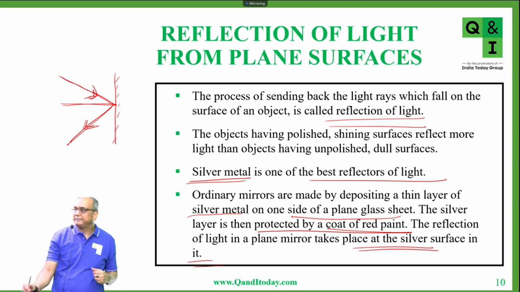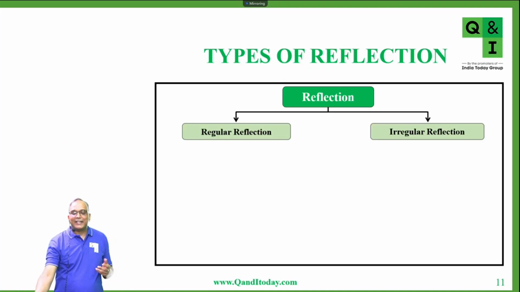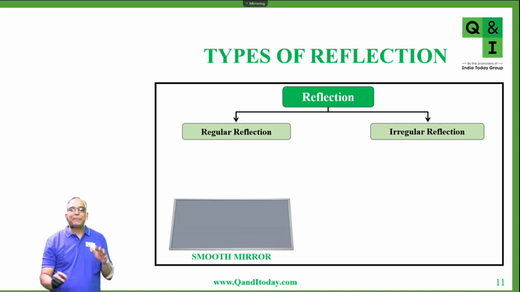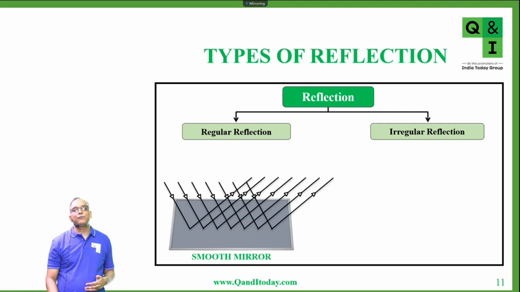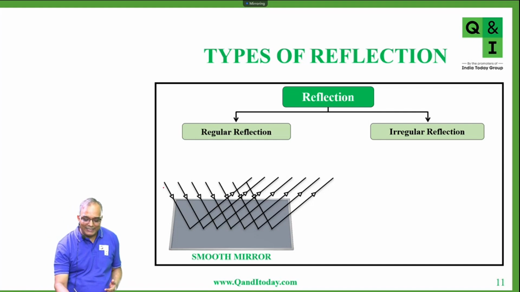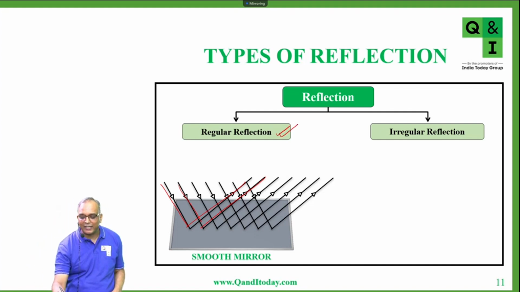Okay. Now, types of reflection. There are two types of reflection: regular reflection and irregular reflection. Regular reflection happens by a smooth mirror, by a plane surface. When the surface is smooth, the parallel light rays which fall on it are reflected parallelly. You can see here the light rays which are coming parallel are again parallel after reflection. This kind of reflection is called regular reflection.